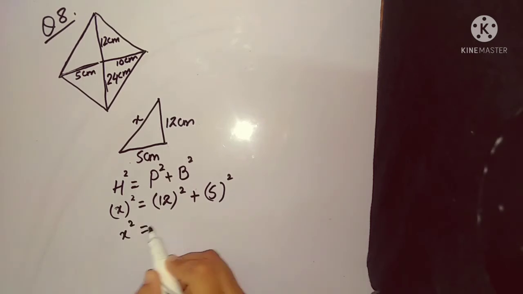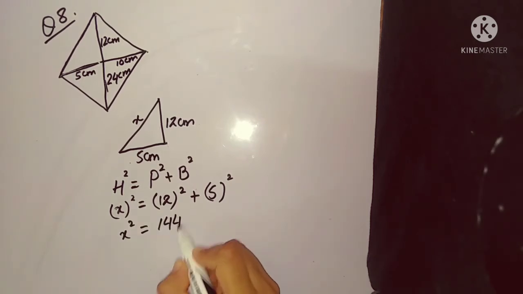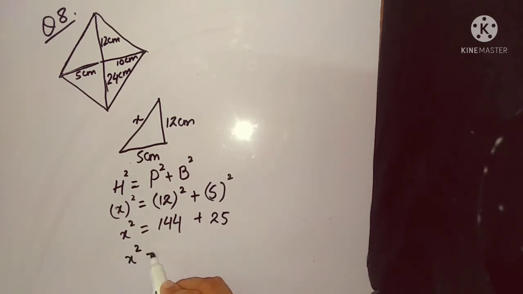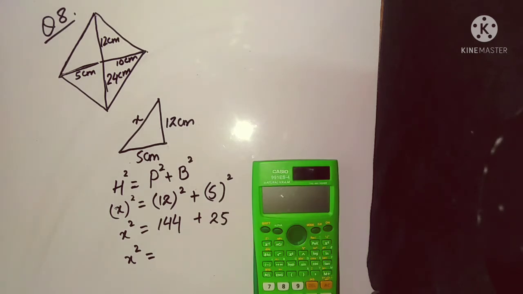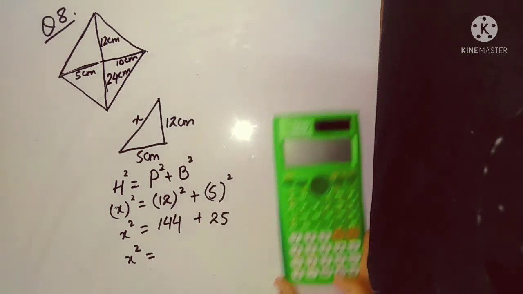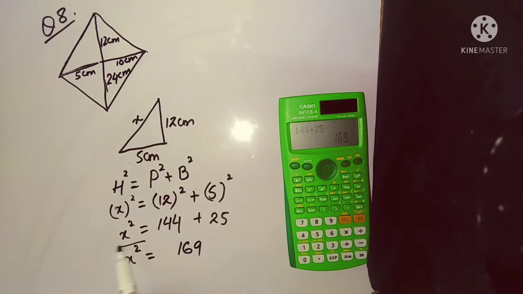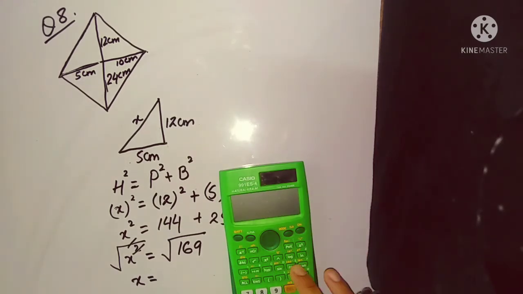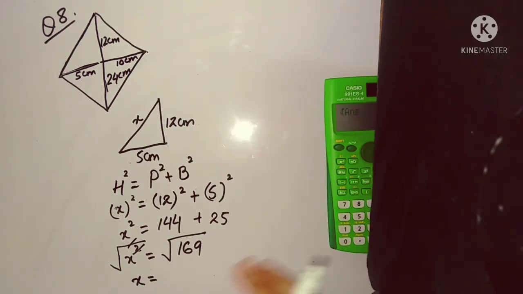So x square will be equal to, when I take the square of 12, I will get 144. And when I take the square of 5, I will get 25. Alright, now I will add both values. So what I will get, 144 plus 25 will be equal to 169. Okay, so now I will take square root on both sides because I have to omit the square to get the value of x. So square and square root will cancel each other. So the value x will be equal to the square root of 169, which is 13. When you take the square root, you will get 13 centimeter.